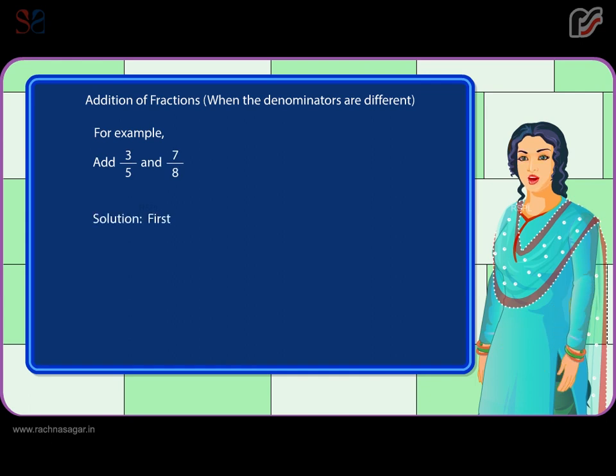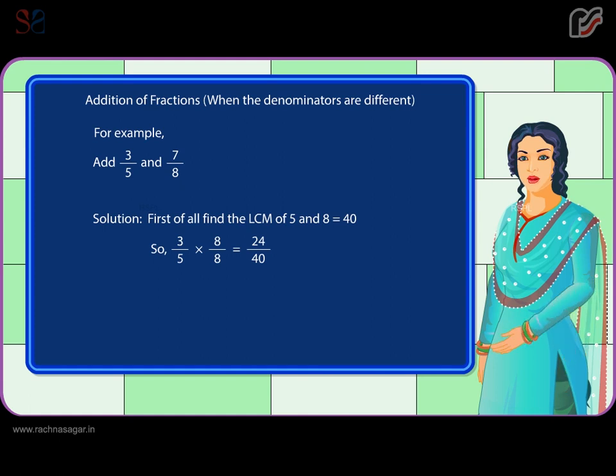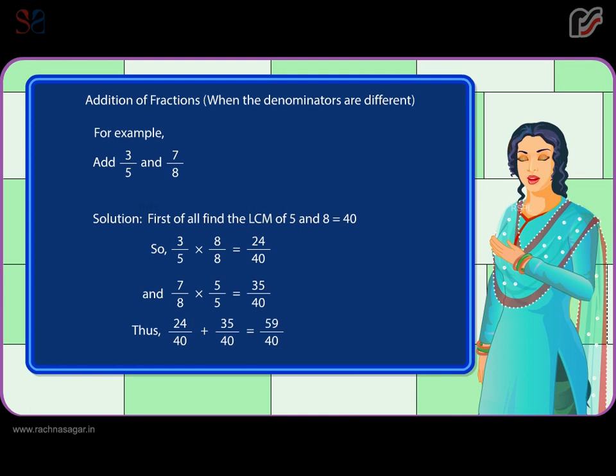Solution: first of all, find the LCM of 5 and 8, which is equal to 40. So, 3/5 into 8/8 is equal to 24/40 and 7/8 into 5/5 is equal to 35/40. Thus, 24/40 plus 35/40 is equal to 59/40.